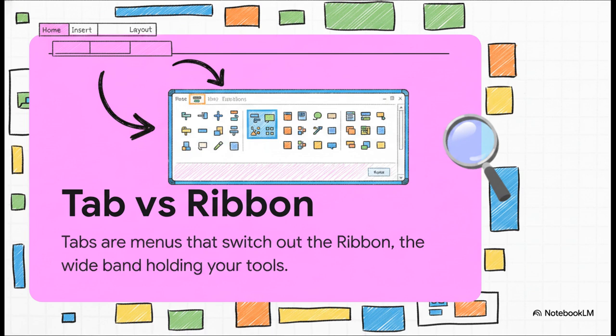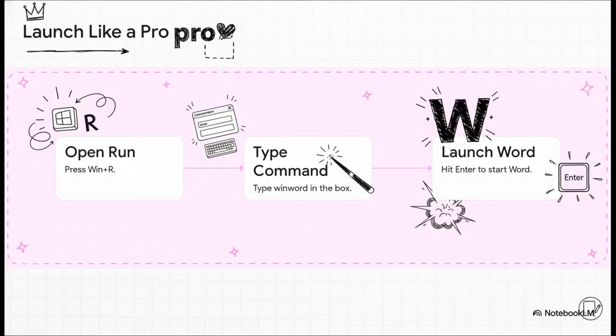So the big takeaway here: tabs are your main menu categories, and the ribbon is the actual toolkit that changes based on what tab you click. Once you get that, you'll literally never get lost looking for a tool again. But before we even look at the ribbon, how do you actually open the software like a pro? I used to hunt through the Start menu every single time, but actually, scratch that. There's a way faster trick.